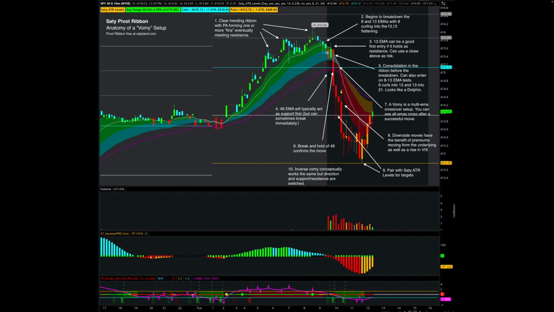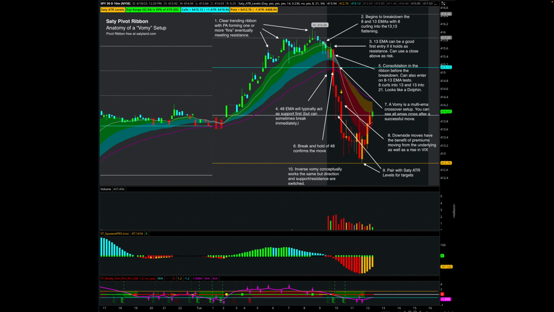But you get clear trend, forms these fins. You meet resistance, so at this point it's the 38.2 level, and you'll get a breakdown of the 8 and the 13, a test of the 48, retest of the 13, and this retest of the 13 is often a really good spot to get in. So you can definitely get in on this first retest or second retest of the 13, and use the level above or use the actual 13 EMA as your risk. Close it above that, all right, get out, you can reevaluate. But usually, if it is an actual Vomy setup, that 13 is a really elite spot to get in because you're going to get most of the move down.